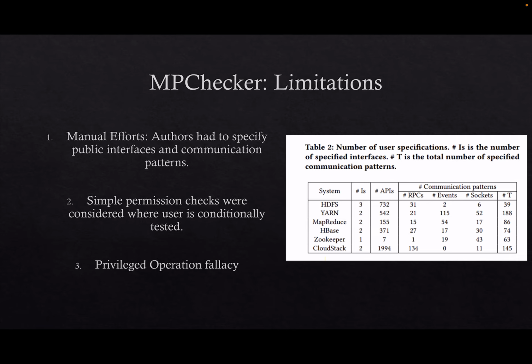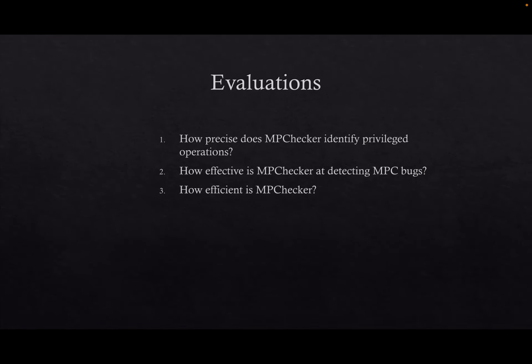Okay, moving on to the next one, evaluations. They have evaluated MPC checker using 6 distributed systems written in Java, that is HDFS, HBase, MapReduce, Yarn, etc. For each system under evaluation, they pulled its latest trunk version to evaluate the capability of MPC checker in detecting new MPC vulnerabilities. They tried their best to compare with previous approaches by manually verifying whether a reported bug can be detected with previous consistency checking mechanisms or not.